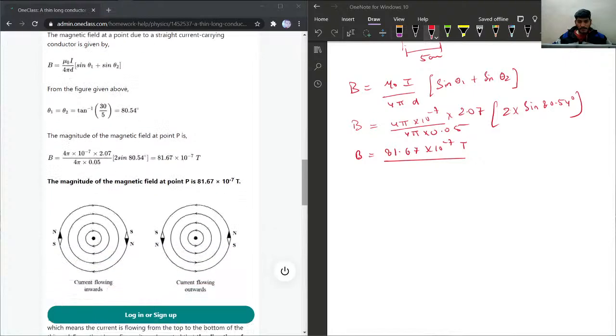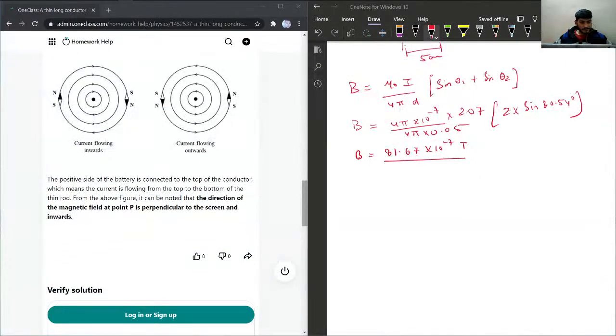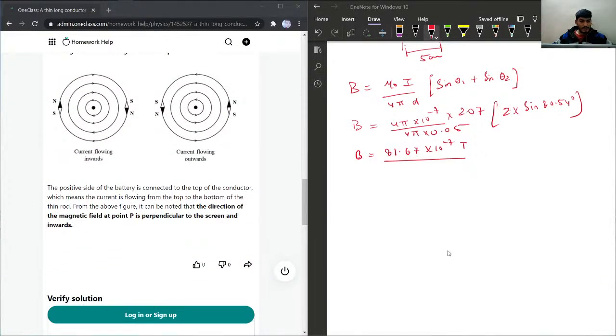Now the magnitude of magnetic field is this. For the direction of current, we can see that the positive side of the battery is connected to the top of the conductor, which means the current is flowing from top to bottom. When the current is flowing from top to bottom, we just use the right hand rule. If we see from top, the field will be in the clockwise direction, and this means that the direction of the magnetic field at point P is perpendicular to the screen and inwards.